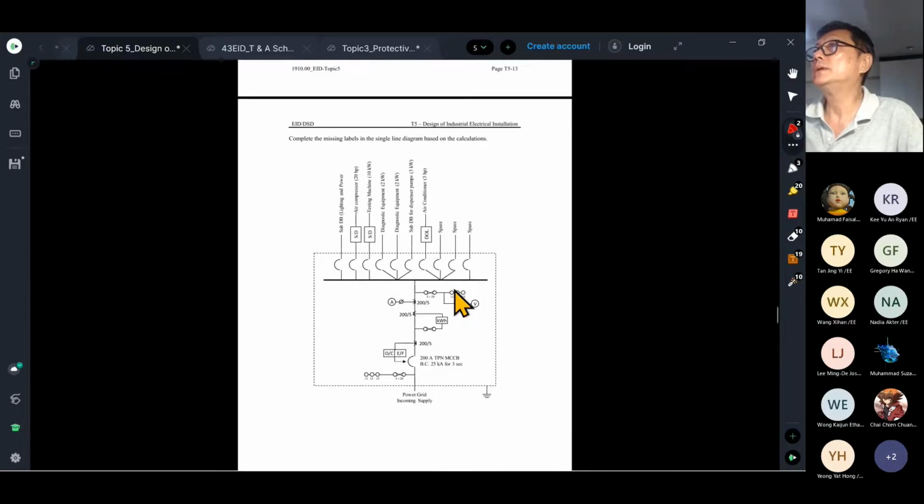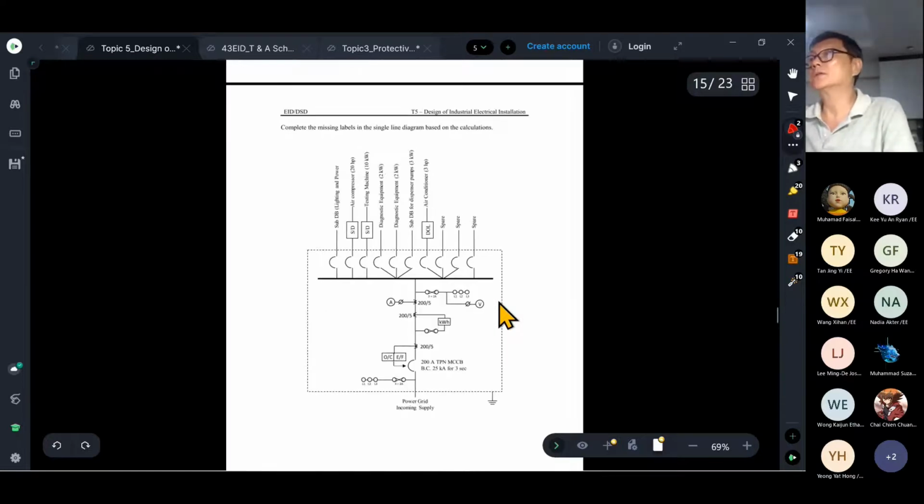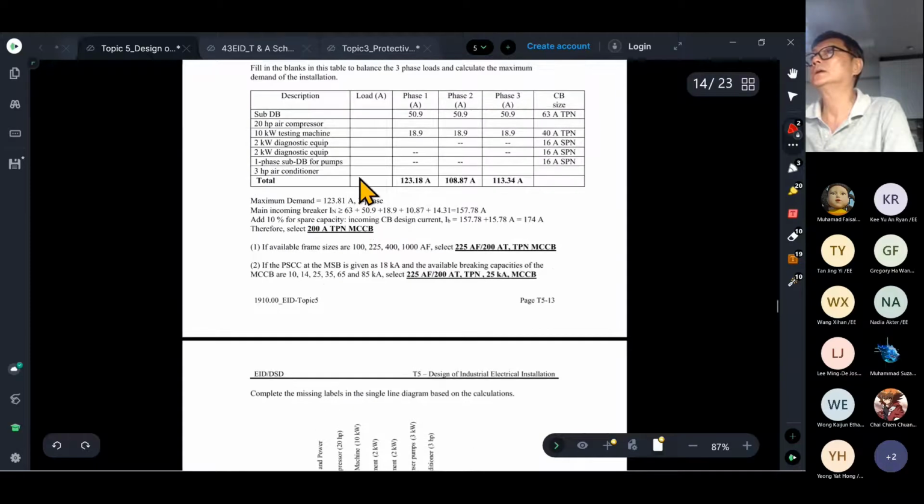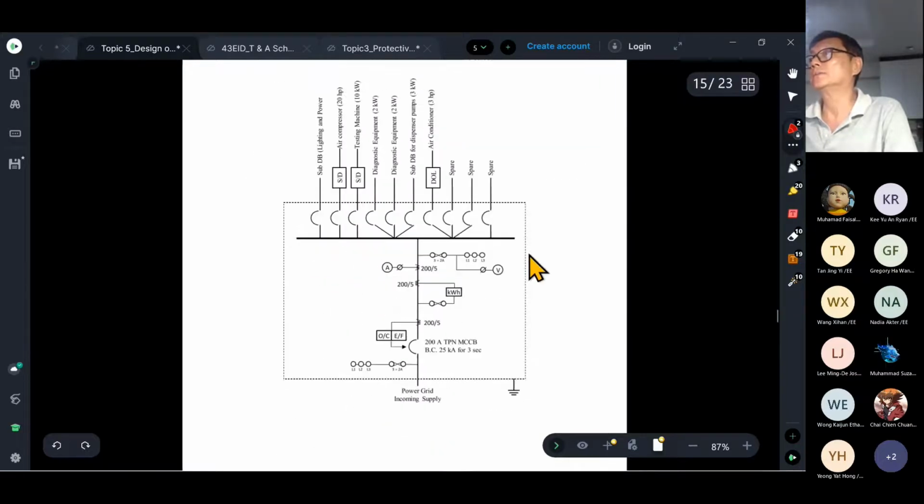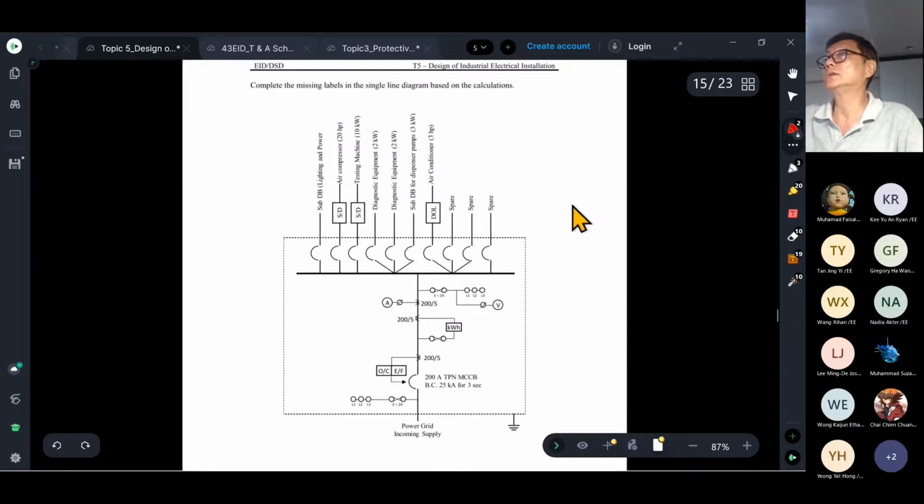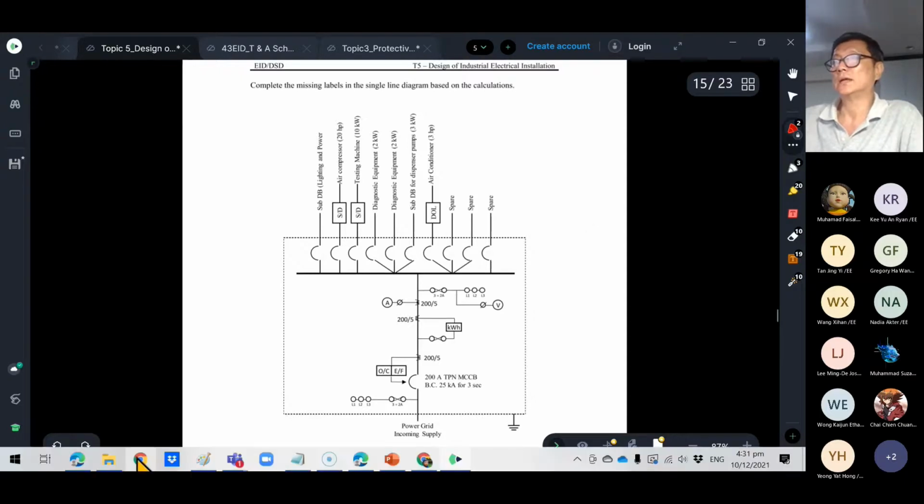Right, complete the missing label in the single line. Oh, okay, this one can, because this one is just asking you to finish up based on the calculation here. Draw the single line diagram. Right, so all these incoming are still relevant. It's just that the value, if this is 200, notice they're all the same, 200. For our case, it's 250, so all this changes to 250. Then the outgoing, you must change to the 6 circuits we are talking about. So it can still be used, not cannot.